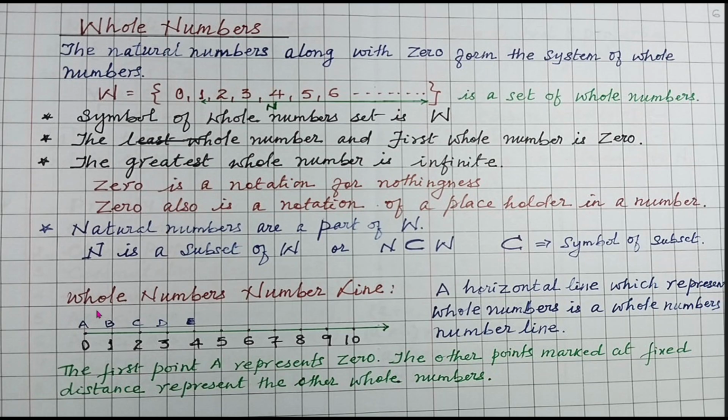Now the next point of discussion is the whole numbers number line. The whole numbers number line is a line which represents whole numbers, and for that we draw a horizontal line and mark the points A, B, C, D at equal distances. If A represents 0, B represents 1, C represents 2, D 3, and so on. So please remember that.